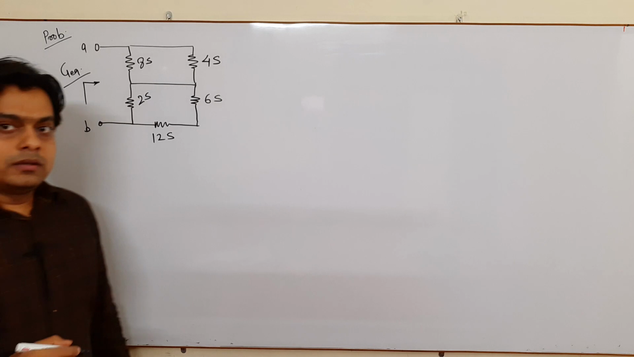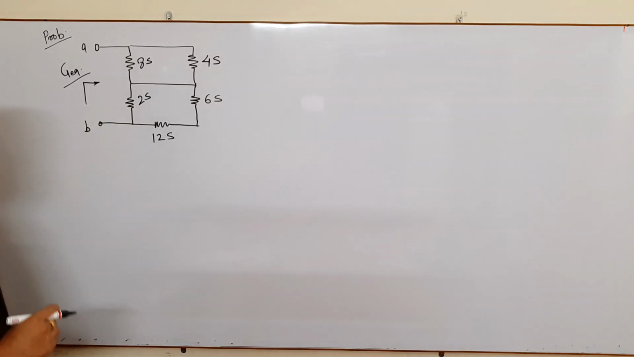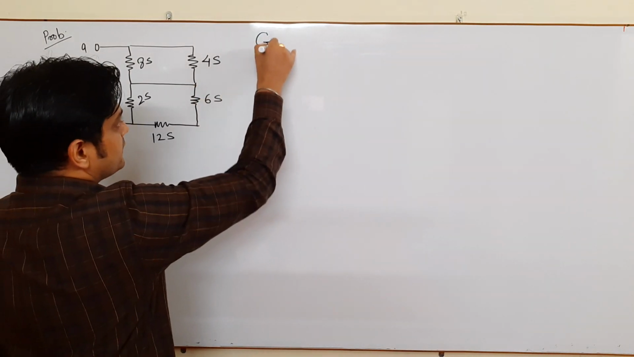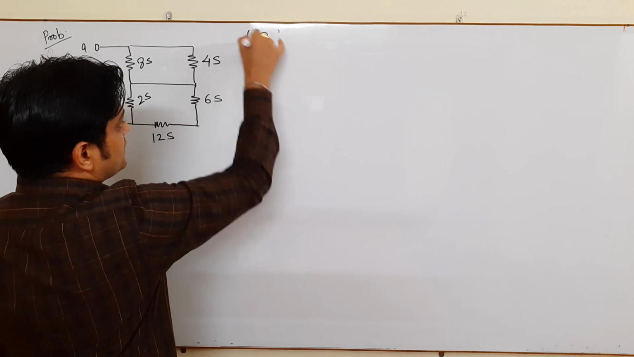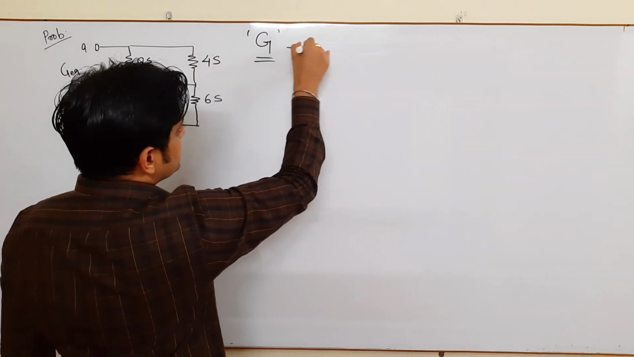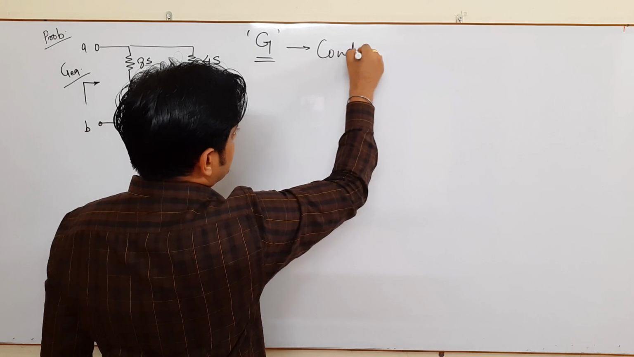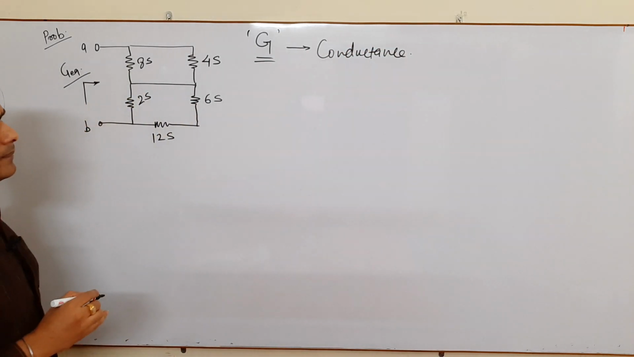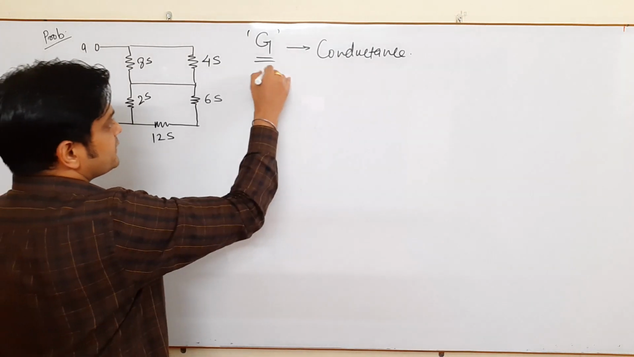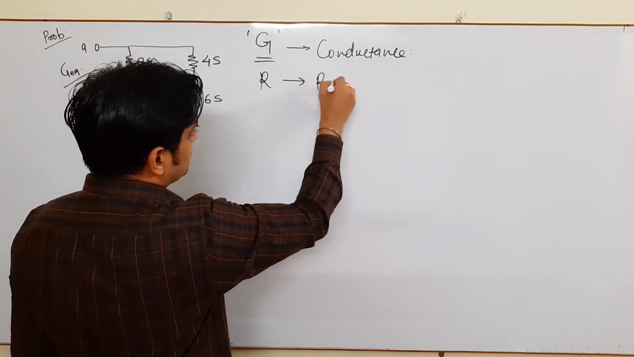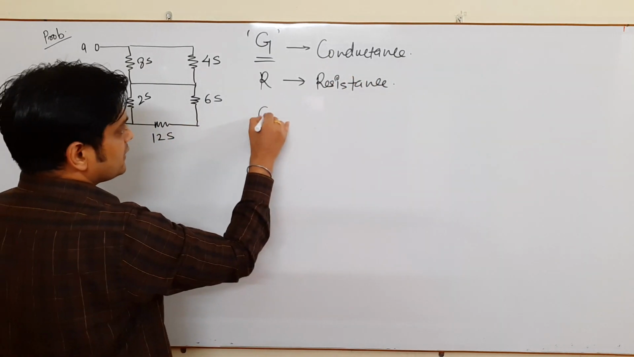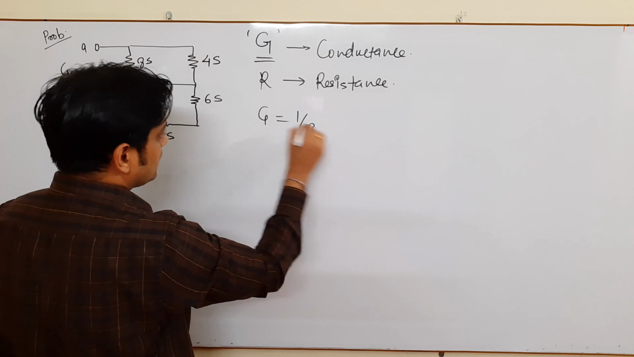Okay friends, this is our next problem. In this problem you have to find the G equivalent. Now the question comes, what is G? G is known as conductance. As you know, R is known as resistance, and G is known as conductance, and what is the relation? G is 1 by R.